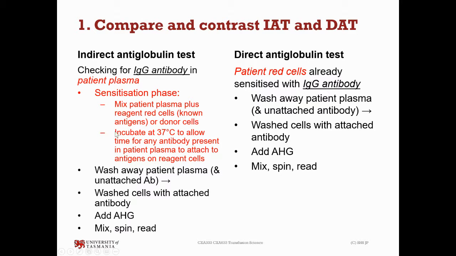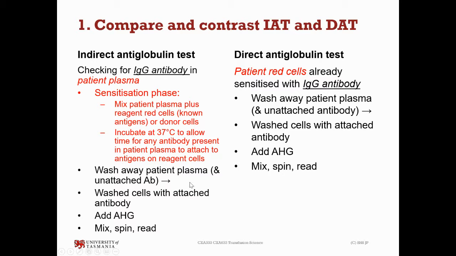So in the IAT, we use red cells that we know the antigen mix of on them, and if there is an antibody there, it will latch on to those red cells. So that's what we call our sensitization phase. In the direct antiglobulin test, that has already happened in the patient. And then the rest of it is the same.